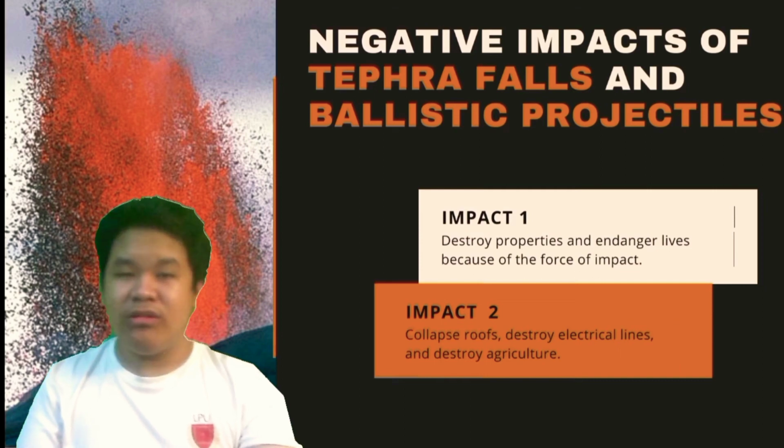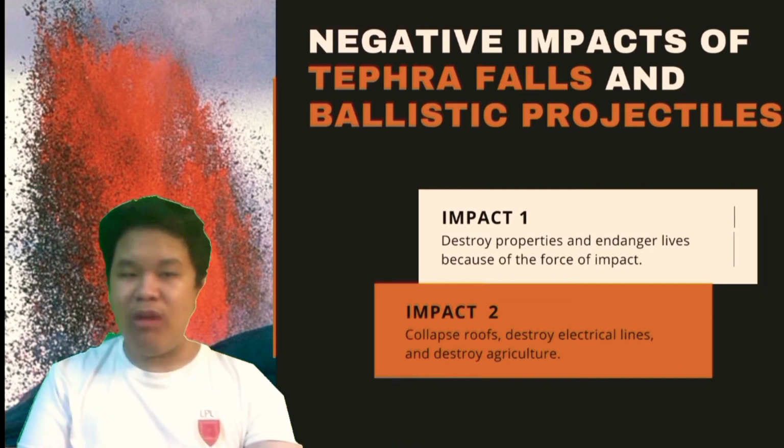With all this destruction from the eruption, it has negative impacts on its environment and its surroundings, which are the destruction of property and endangerment of lives because of the force of impact of these ashes. It can collapse roofs, destroy electrical lines, and destroy agriculture.